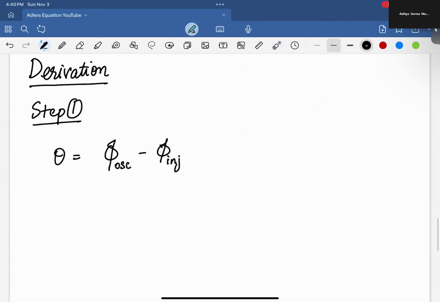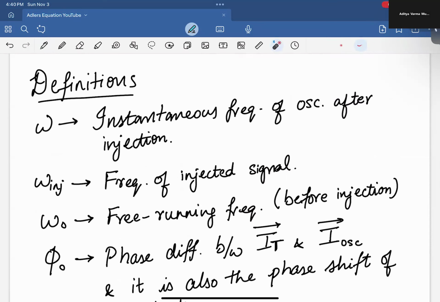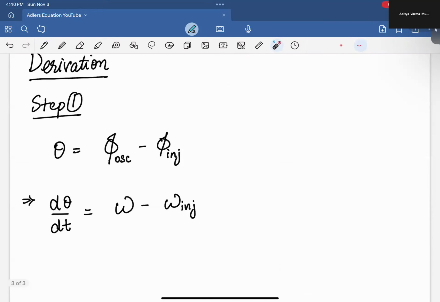Which means that d theta over dt is nothing but omega minus omega injection, where omega is the oscillator's instantaneous frequency after injection, which is what we just defined, and omega injection is this. That's just the definition of the instantaneous frequency: it's the derivative of the phase. So I take the derivative of theta and I get this. This will be our first expression.